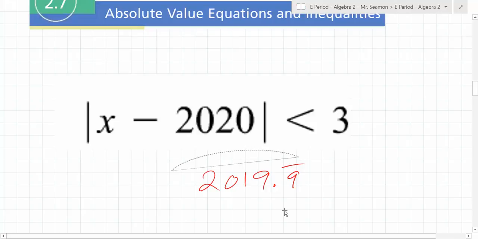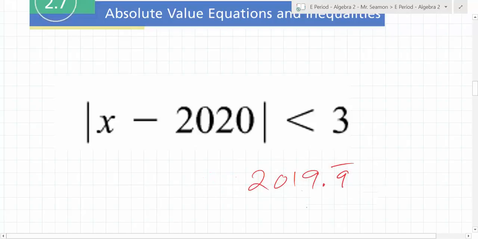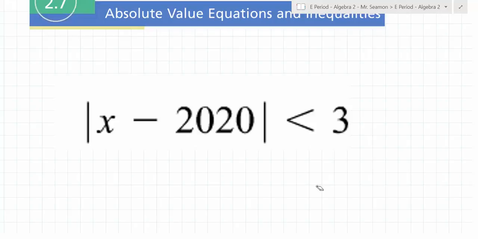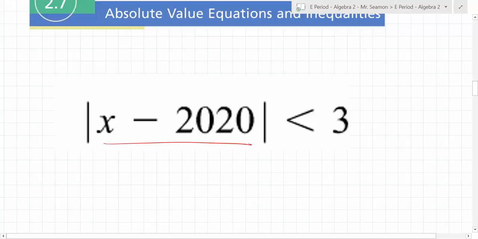Oh wait, would it be the biggest one? No. The difference between the two numbers has to be less than 3. So what's the biggest number you could put in there? Alex, what's the biggest number you could plug in there? The difference between these two numbers has to be less than 3. What's the biggest number? Oh, 2023.